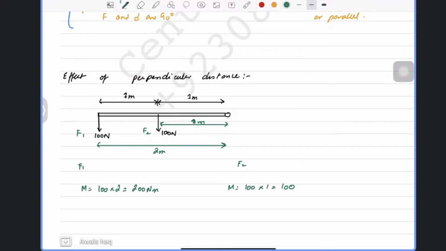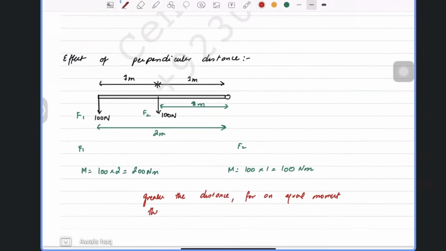So that would mean that the greater the distance is, for an equal moment, the effort is less. So you need to put less force to move things if you are looking at a greater distance. All right.